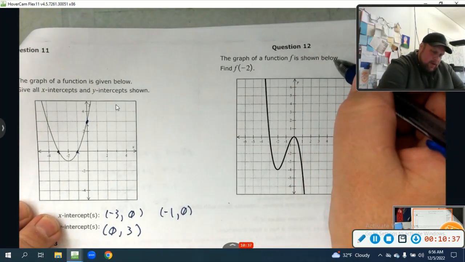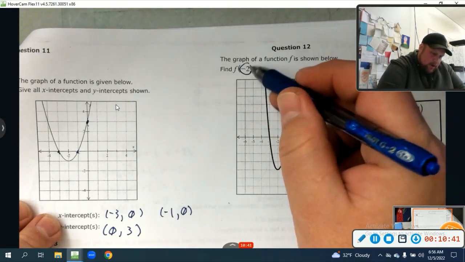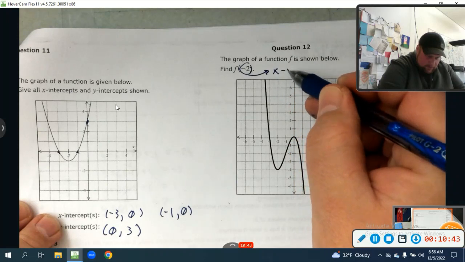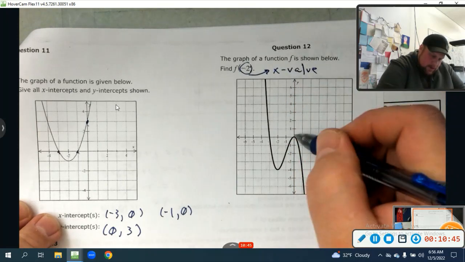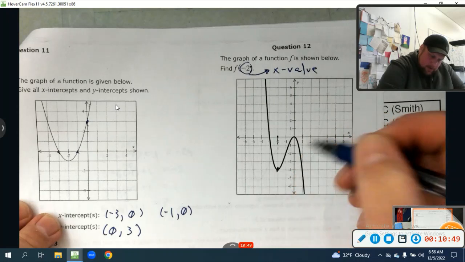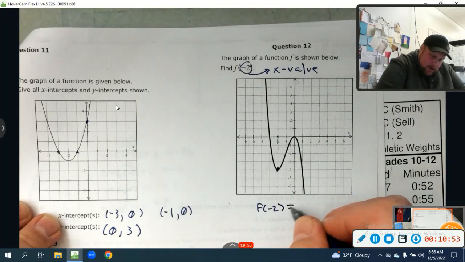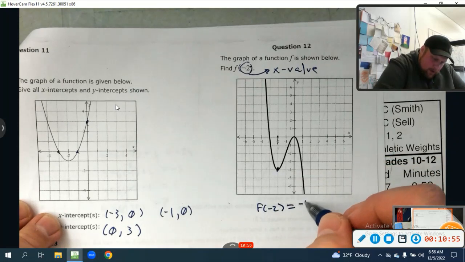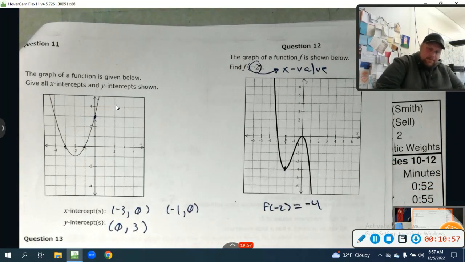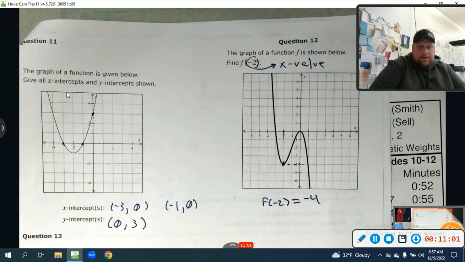The graph of the function f is shown below. Find f of -2. Well, -2, that's your x value. So let's find where x is -2. We go down. What is my y value? We can say f of -2 equals -4. Right there. See? Awesome.